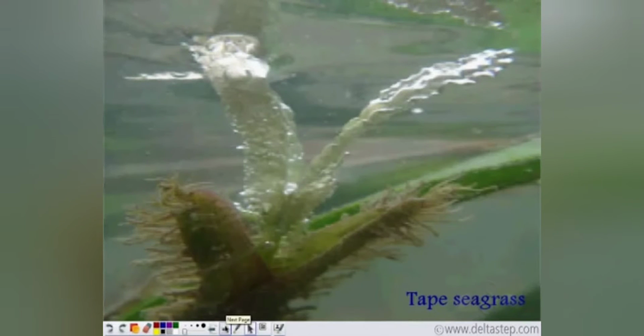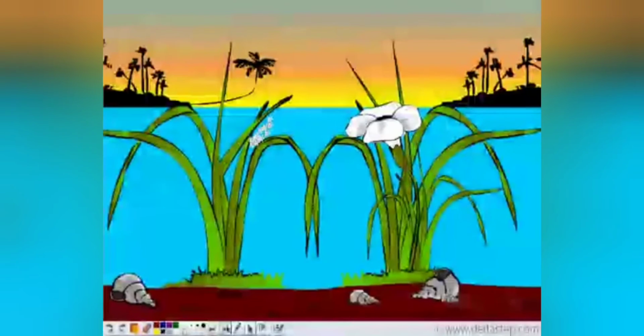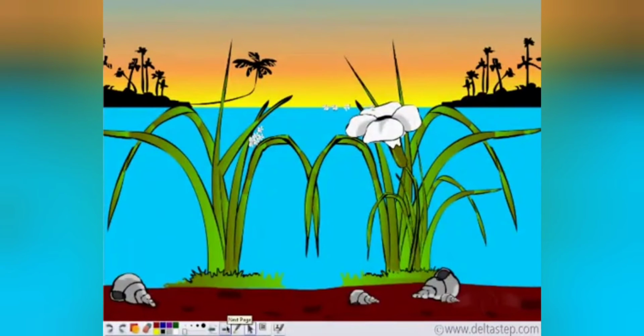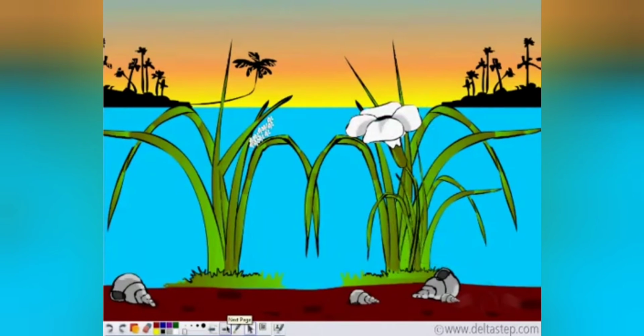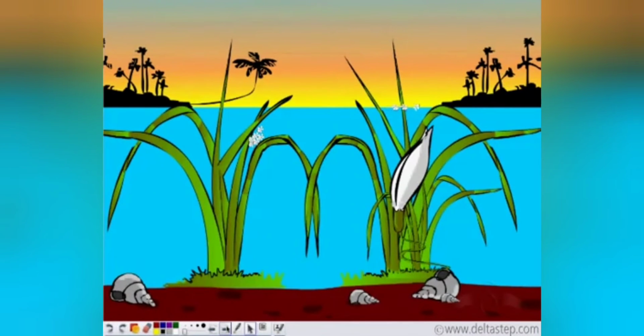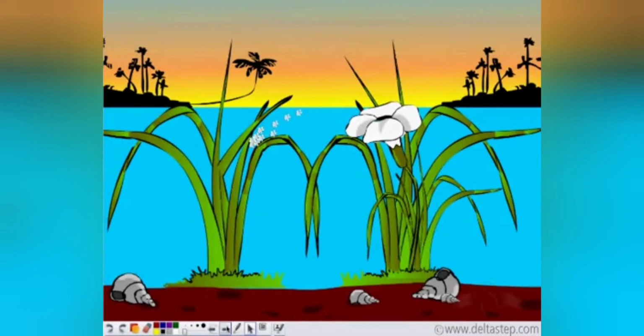In tape seagrass, pollen is released inside the water and reaches the submerged female flowers and pollinates them so that fertilization may occur. Pollination in seagrass is different from pollination in Vallisneria, as in Vallisneria the female flowers reach the surface of the water and the male flowers are released to the surface of the water. The female flowers receive the male flower and get fertilized by the male gametes.